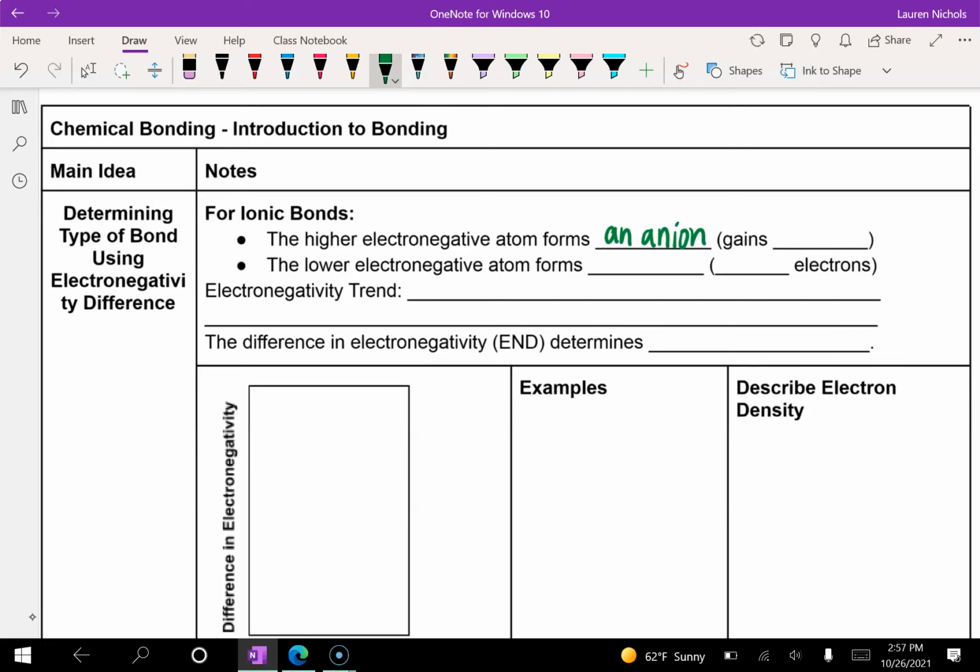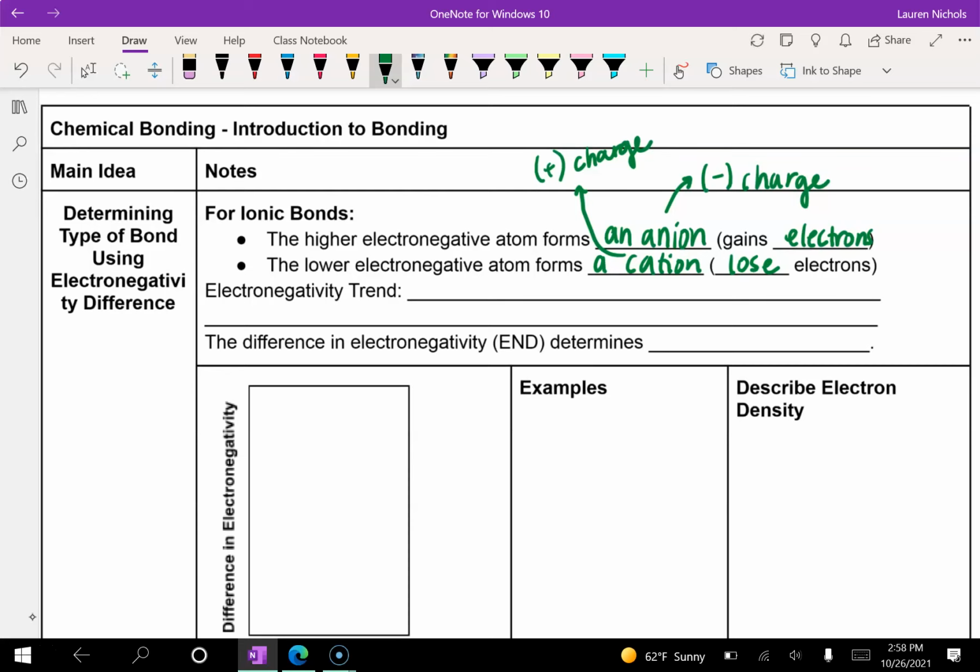So that means it gains electrons. Remember that an anion is something with a negative charge. Whatever atom is the least electronegative, or has the lower electronegativity, is going to form a cation. And this means that it will lose the electrons. Remember, cations have positive charges. Remember, cats have pos, so cations are positive.